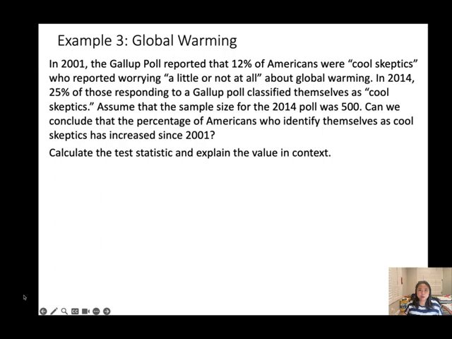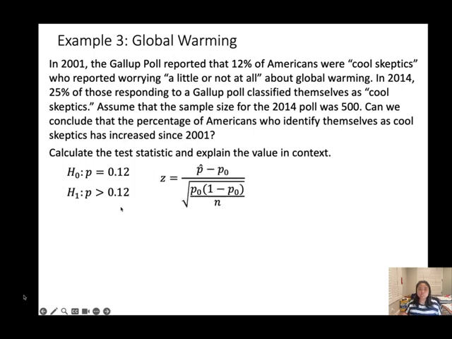So the null hypothesis will be P equal to 0.12. And for the alternate hypothesis, we look at the question: can we conclude that the percentage of Americans who identified themselves as cool skeptics has increased? It's increased, so it's going to be P strictly greater than 0.12. Left tail, right tail, or two tail? This is going to be a right tail test because it's strictly greater than. Write it down, right tail test.